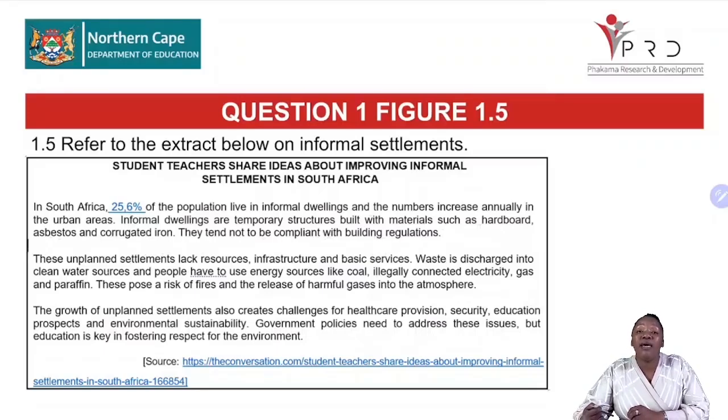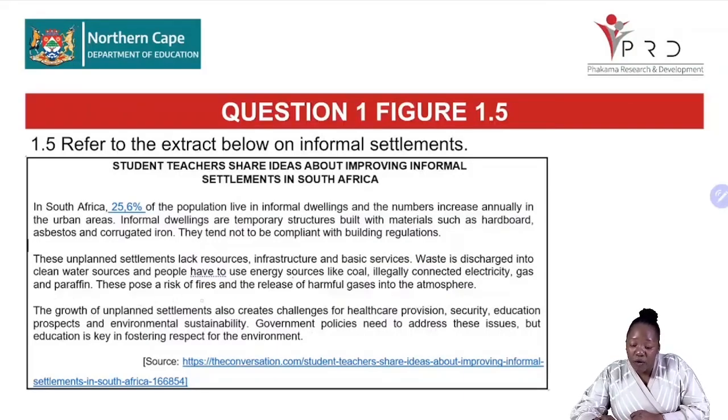If the question is asking about the characteristics of the informal settlement or the informal dwellers, you look at the material that they have used to build those housing. They tend not to be compliant with the building regulations. These unplanned settlements lack resources, infrastructure, and basic services. The waste is discharged into the clean water sources, and people have to use energy sources like coal, illegally connected electricity, gas, as well as paraffin.